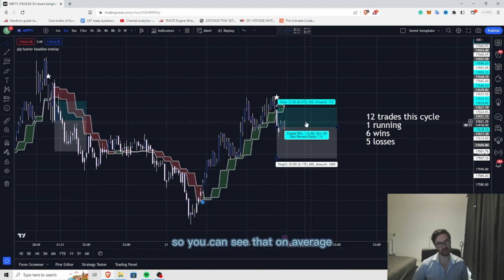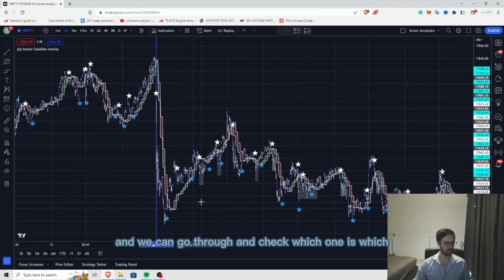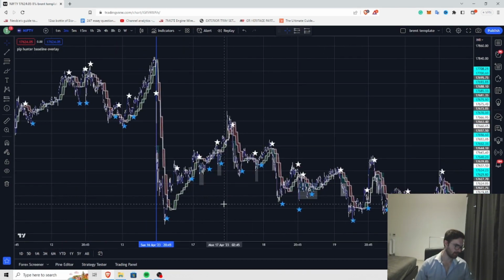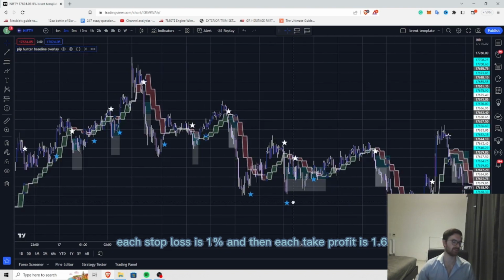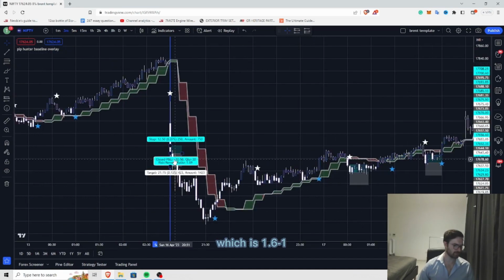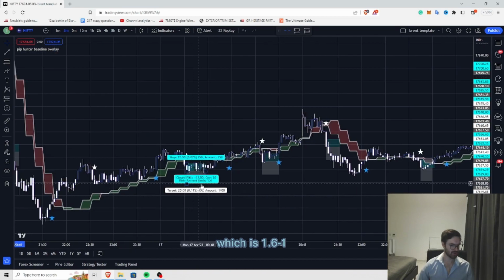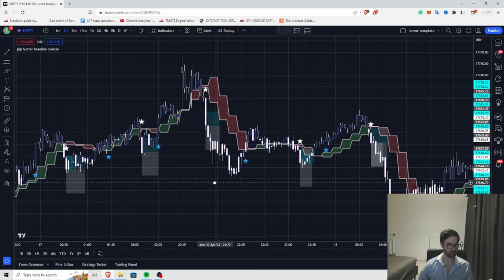So you can see that on average, just taking purely based off the indicators using no form of technical analysis or support, we would be overall in profit. Our overall profit would be, and we can go through and check which one is which. So I'm going to assume just each stop loss is 1% and then each take profit is 1.6. So we're going to go through and start the first one, which is 1.6 minus 1 minus 1 plus 1.6.